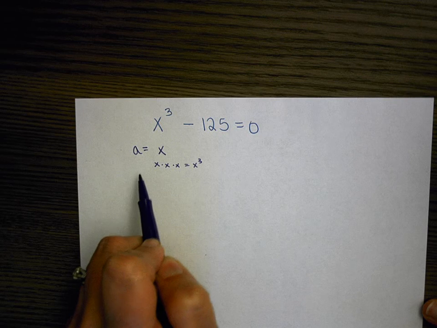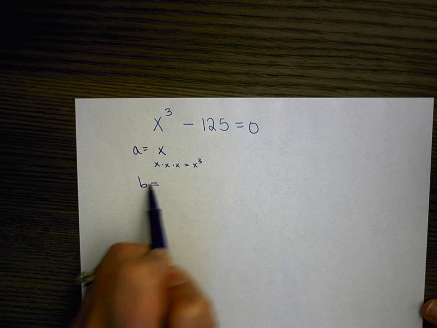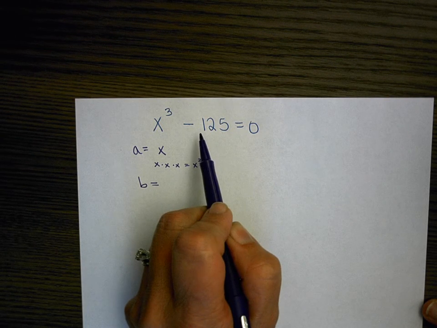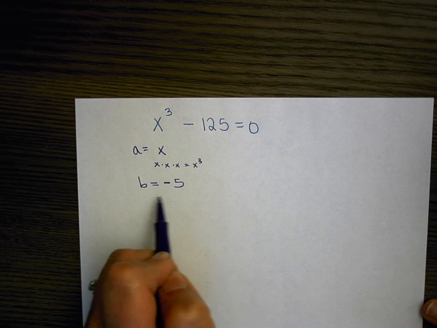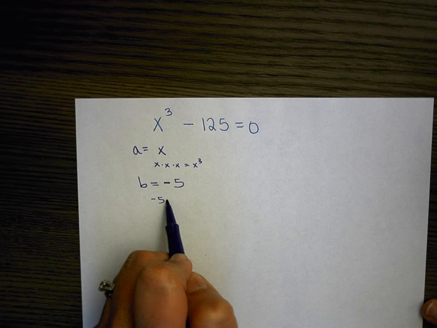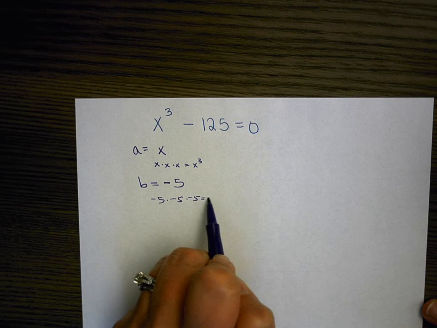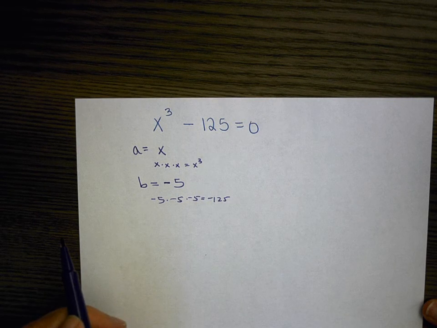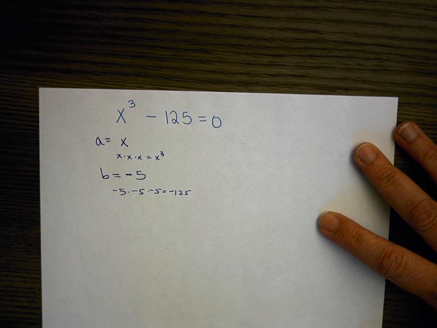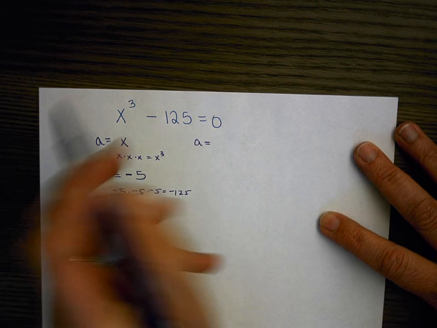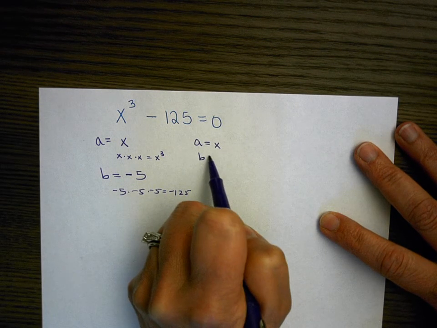And then for b, what multiplied by itself 3 times would give me negative 125, and that would be negative 5. And again, it's because if I multiply negative 5 by itself 3 times, I would get negative 125. Okay? So then now I can go ahead and factor this. Okay, so I'm just going to kind of rewrite that. So A is x, and B is negative 5.